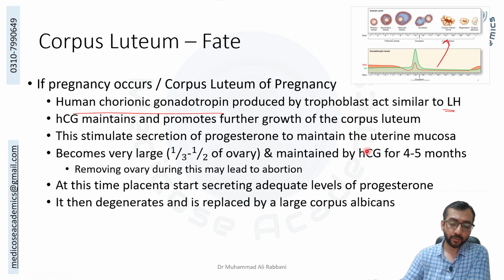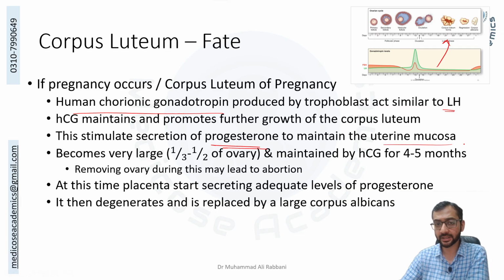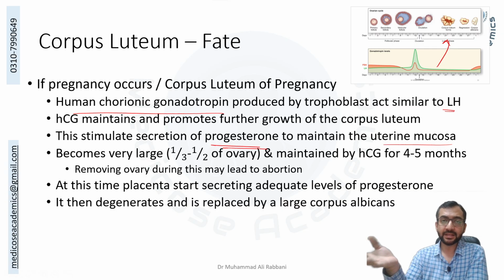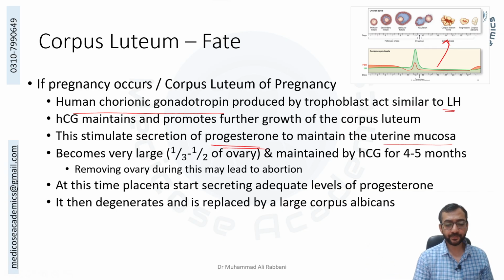So HCG maintains the corpus luteum. The corpus luteum produces progesterone, and progesterone maintains the uterine mucosa and pregnancy. And within these 4 months, if the uterus is removed, if the corpus luteum is removed, or if the progesterone supply is interrupted, then the pregnancy drops.